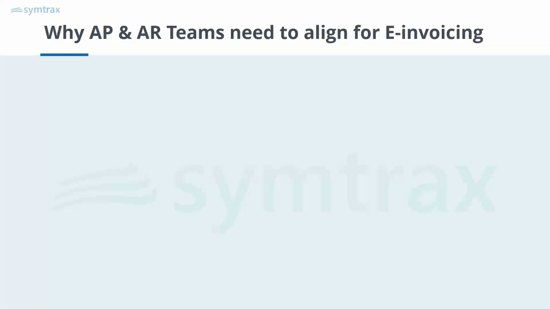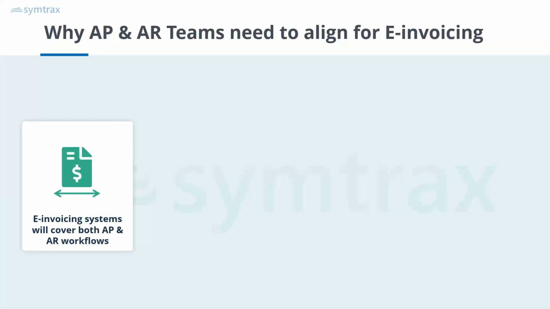As already touched on earlier, from my experience working closely with both AP and AR teams, I can tell you that e-invoicing isn't just an AP issue or an AR issue, it's something that connects both sides of finance. So let me share a few reasons why collaboration between teams is so important. First, e-invoicing systems will cover both AP and AR workflow. Whether the UK chooses a decentralized model or a real-time clearance approach, it's very likely that the same platform will be used to send and receive invoices.